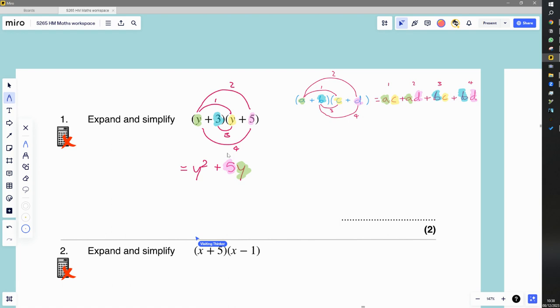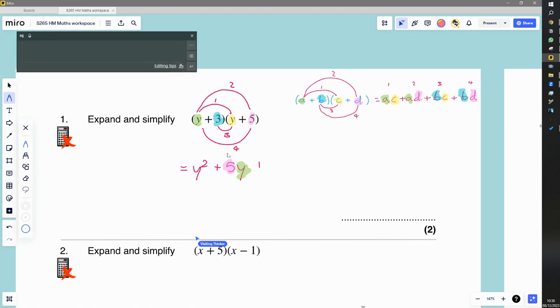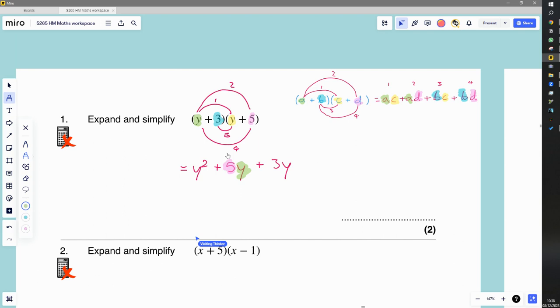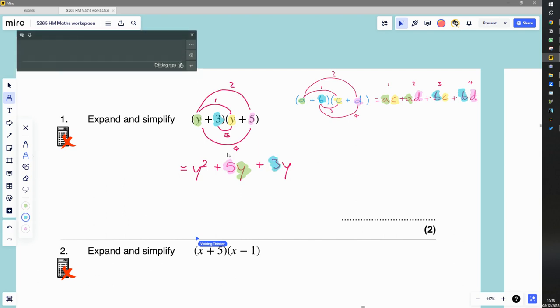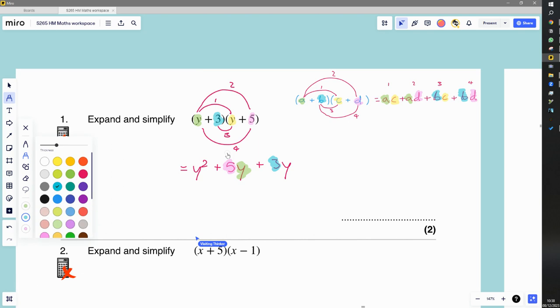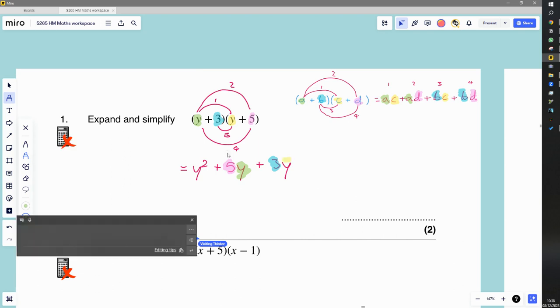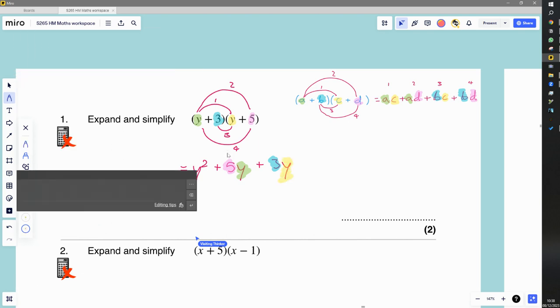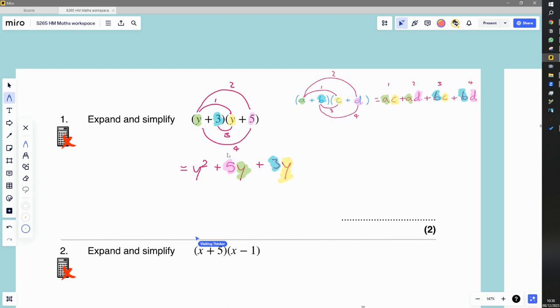Then we've got our third term. Think about what that's going to be. It's going to be 3 times y. So let's highlight the 3 in what colour is that? Yellow, blue. The next one's yellow, right? And then we're going to multiply. Oh, I made a mistake. Yeah, look at the mistake I made.